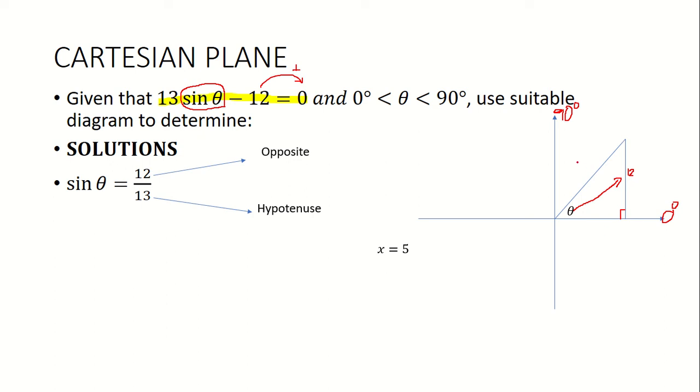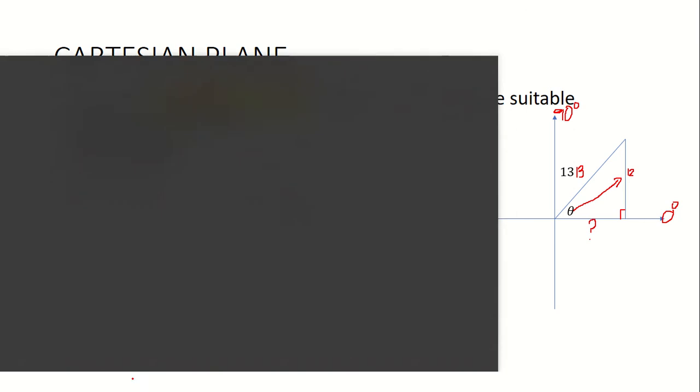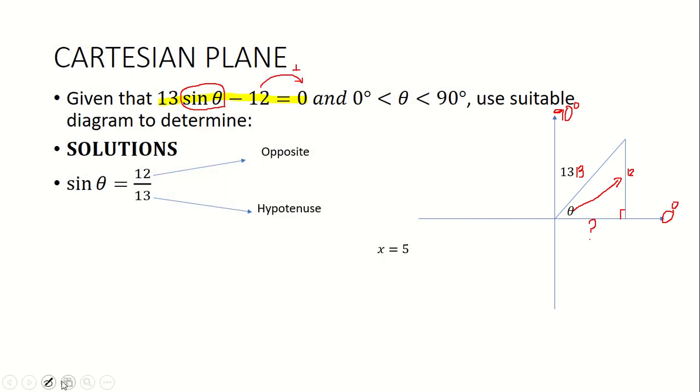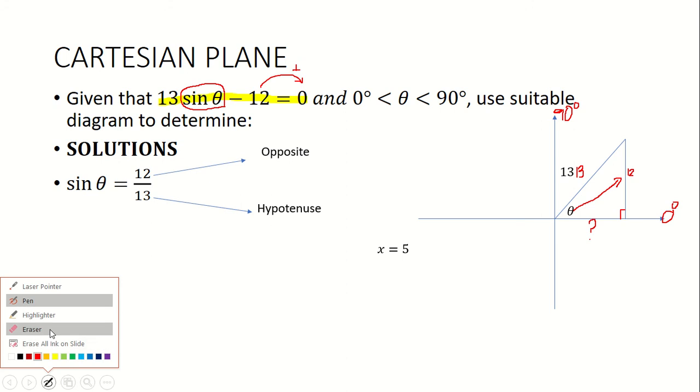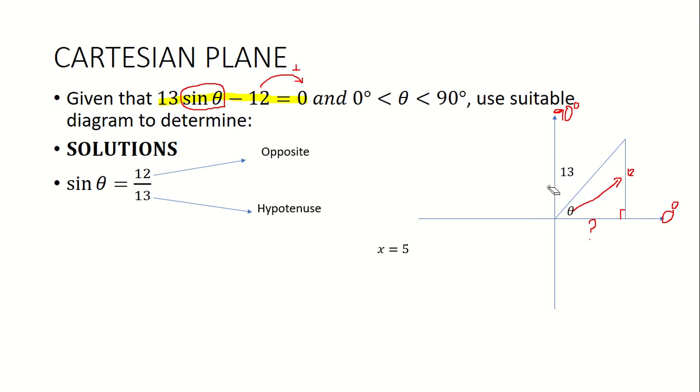All right, now you will realize that we have hypotenuse, which is 13. The only thing that is missing will be your adjacent. I have told you that your adjacent is 5, and I'm going to show you step by step as to how I got that 5. Okay, firstly, I know my hypotenuse is equal to 13, which is what is given. And my opposite will be 12.